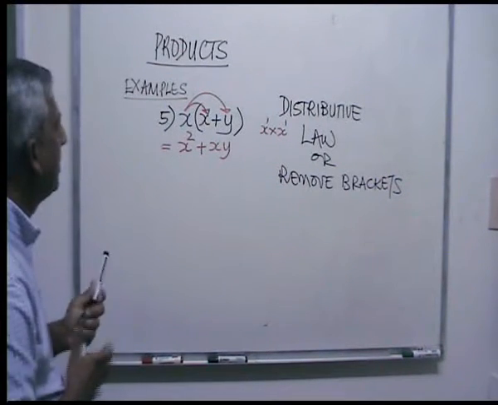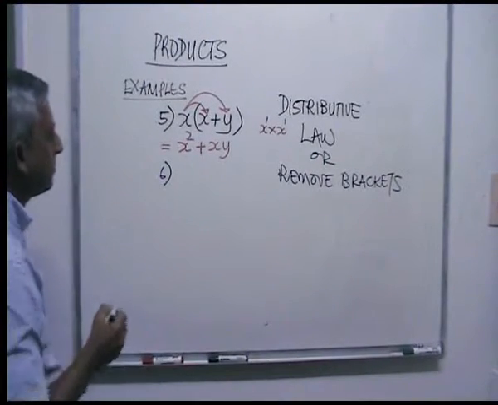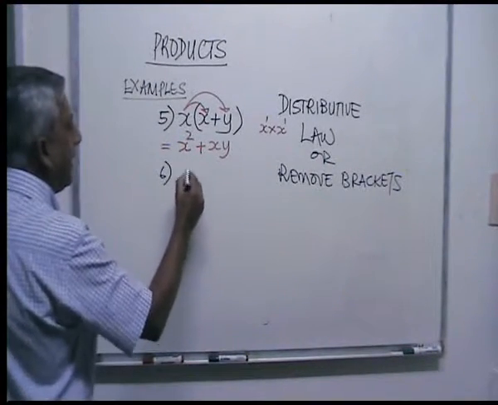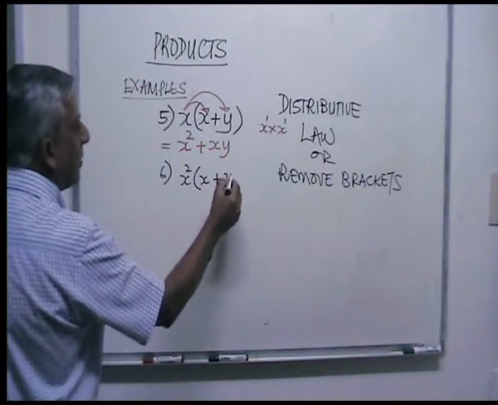Let's move on to number 6. Right, number 6. x squared into x plus y squared.